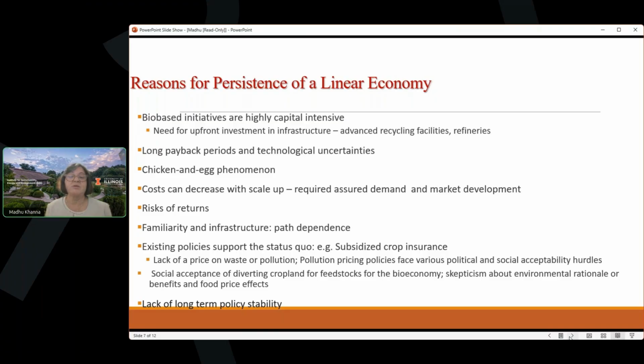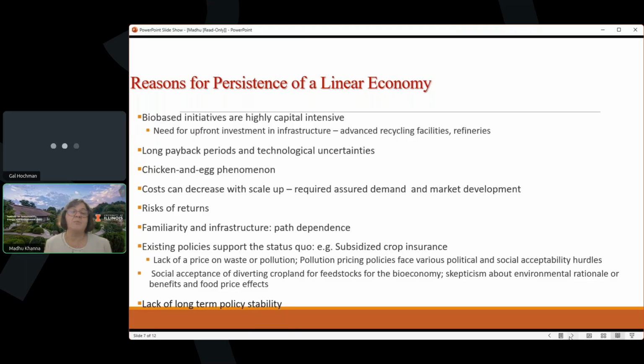There are lots of technological uncertainties as we try to invest for the future that can hamper investment. There's a chicken and egg barrier. Should the refineries come first, or should the feedstocks come first? And risks of these getting returns and so on. So in order to transition to the circular bioeconomy, we really need to have policy incentives, market incentives, and long-term stability of these incentives. Next slide.